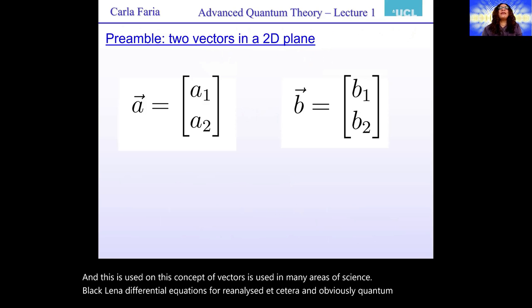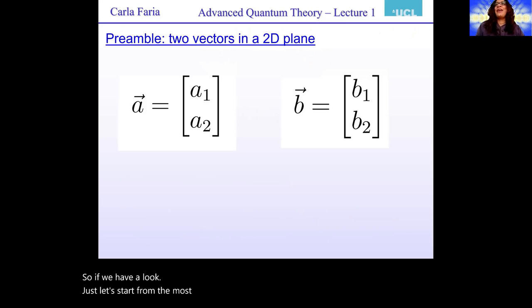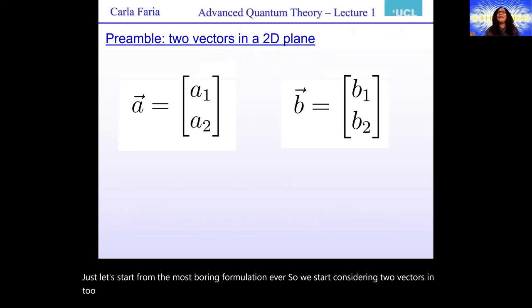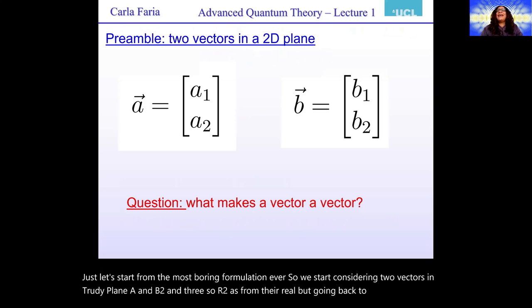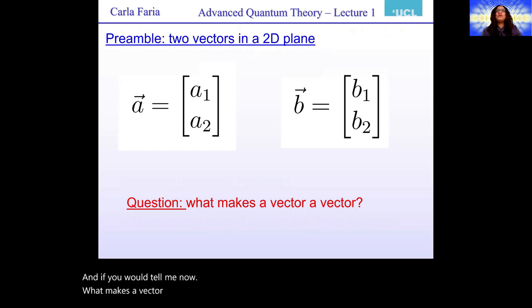So let's start from the most boring formulation ever. We start considering two vectors in a 2D plane, A and B, two entries, so R2, assume they are real. We're going back to basics. And if you would tell me now what makes a vector, where would you start from? What is the vectorness of this vector?